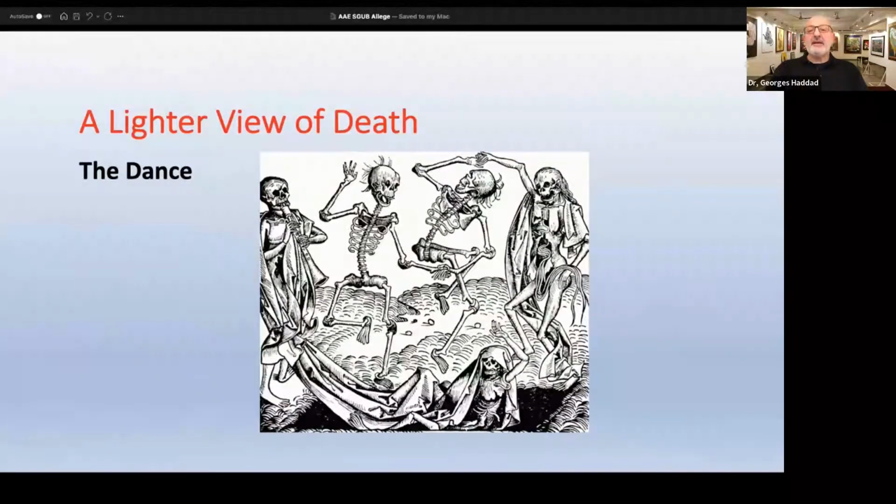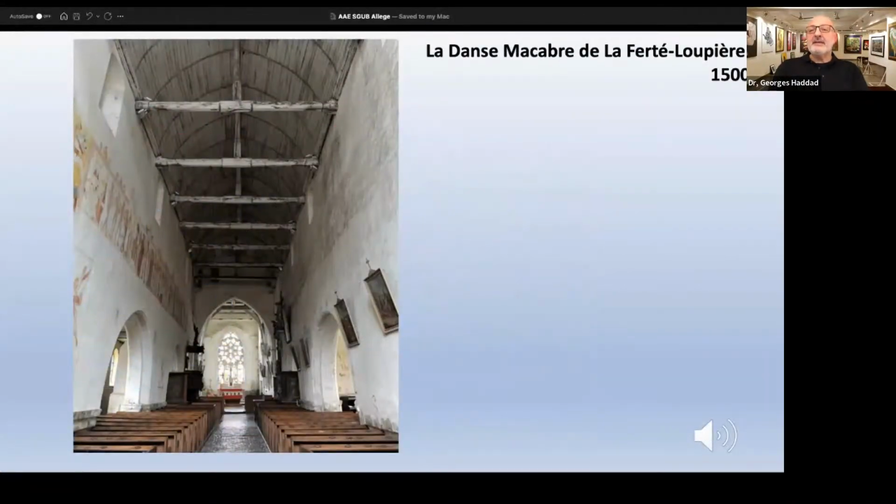But after being afraid of death, you're going to laugh at death. And there is a lighter view of death. And this is what you see here. You see death dancing, playing music, and don't think that this is something new. If you look here, this is the church of La Ferté-le-Pierre, and on its walls we have a painting that dates from 1500. This is a fresco from 1500, and let us look at the fresco.